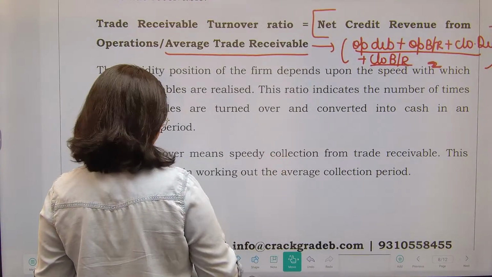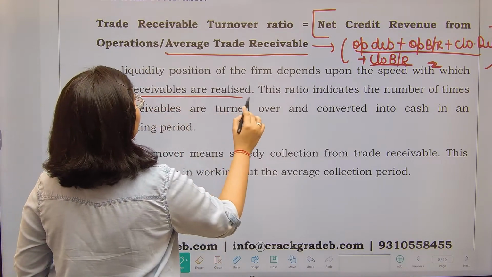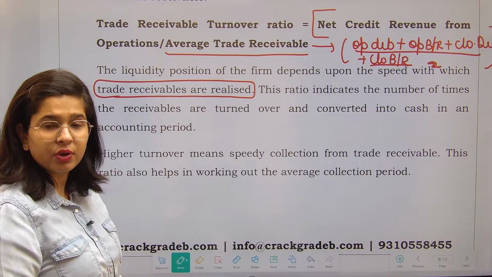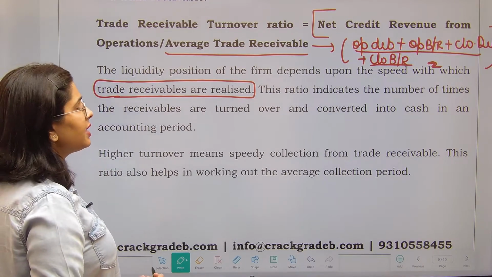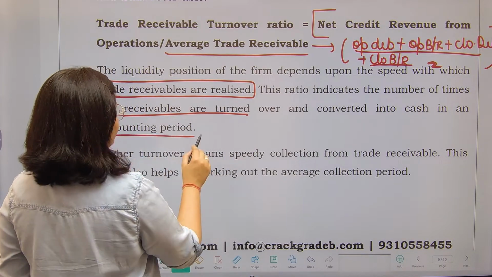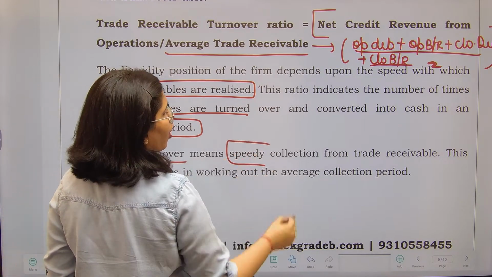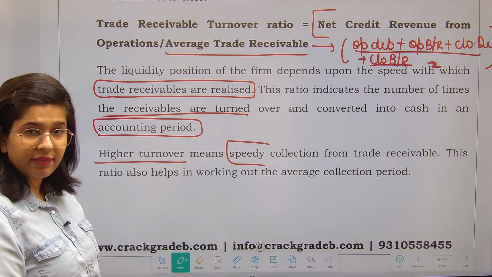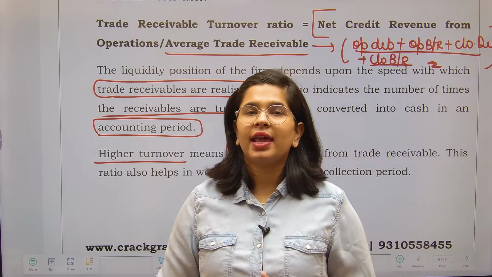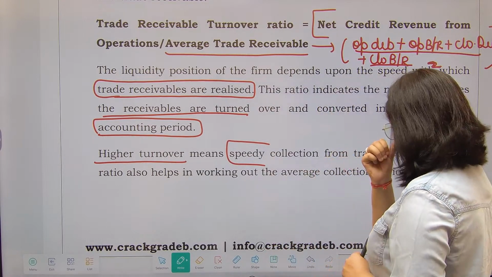The liquidity position of the firm depends upon the speed with which trade receivables are realized. If you are able to realize your trade receivables faster, it is a good sign, right? So this ratio indicates the number of times receivables are turned over and converted into cash in an accounting period. Higher turnover means speedy collection from trade receivables, and it is obviously a very good sign. It means that even if you are doing credit sales, you are able to collect your money on time. Fine. So this is what a higher ratio indicates.